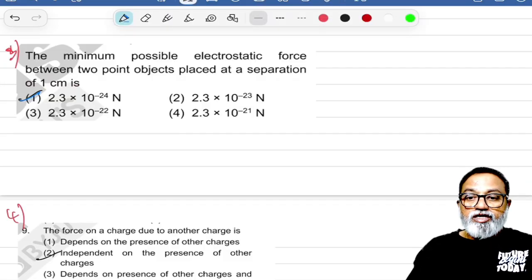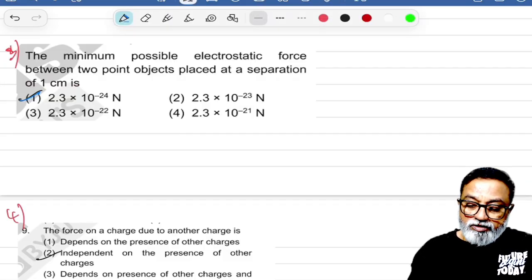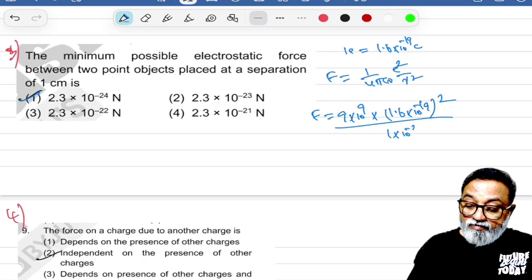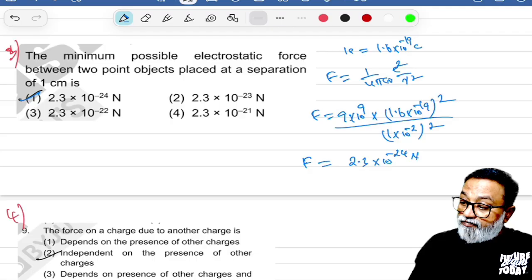Next one, the minimum possible electrostatic force between two point objects placed at a separation is. Here, the minimum charge should be 1 electron charge, that is 1.6 into 10 to the power of minus 19 coulombs. Therefore, force F is equal to 1 by 4 pi epsilon into e square by r square. Therefore, F is equal to 9 into 10 to the power of 9, into 1.6 into 10 to the power of minus 19 whole square, by the distance, which is given as 1 centimeter, 1 into 10 to the power of minus 2 whole square. After simplification, we get 2.3 into 10 to the power of minus 24 newtons.